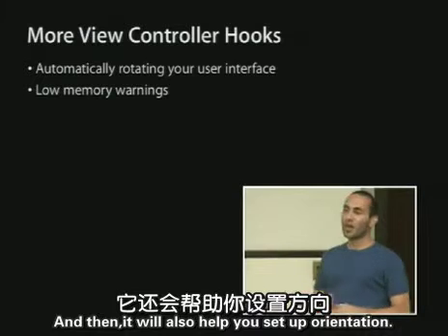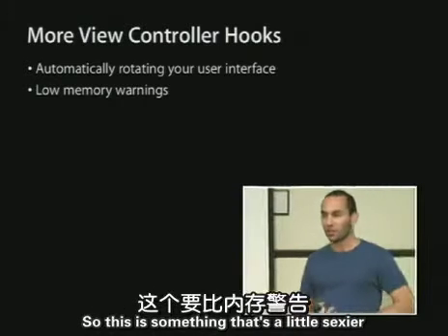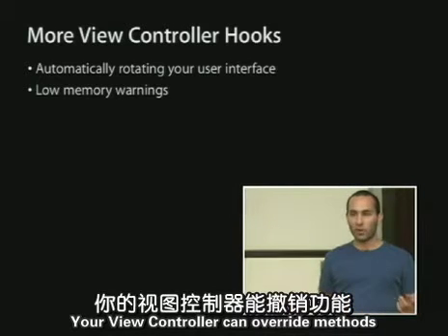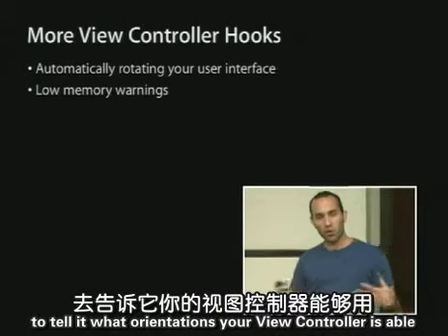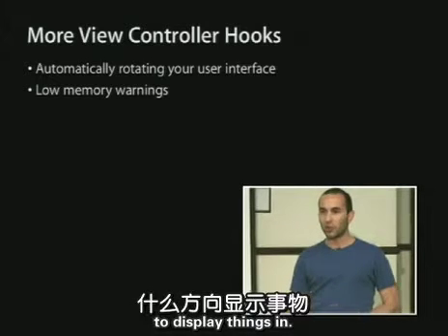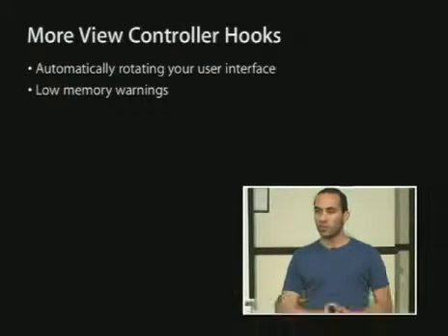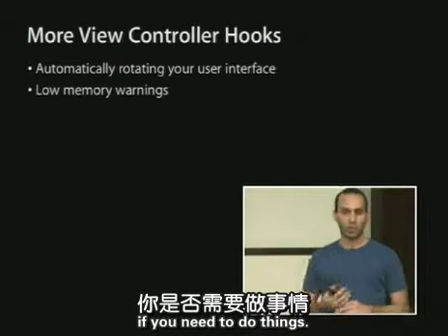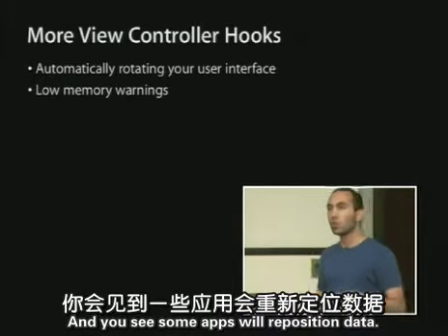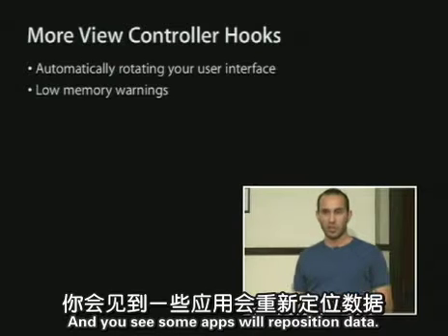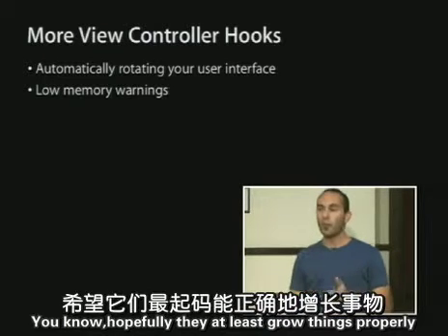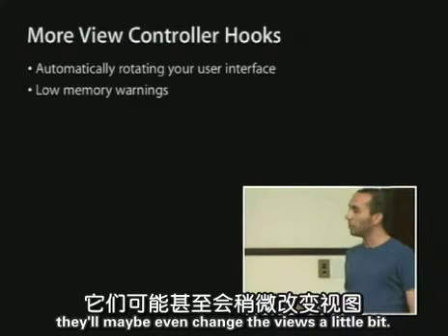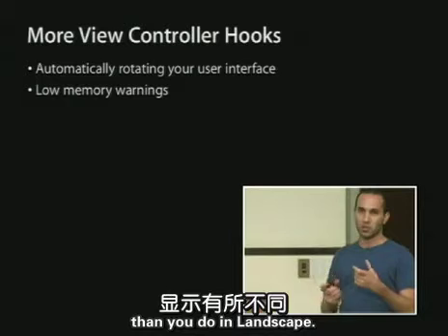And then it'll also help you set up orientation. So this is something that's a little sexier than memory warnings. Your View Controller can override methods to tell it what orientations your View Controller is able to display things in. And then you'll also get messages when your View Controller is about to rotate, so that you know if you need to do things. And you see some apps will reposition data. Hopefully they at least grow things properly, but in more sophisticated apps, they'll maybe even change the views a little bit. You may see something different in portrait than you do in landscape.